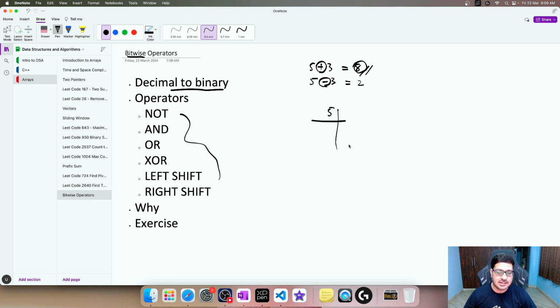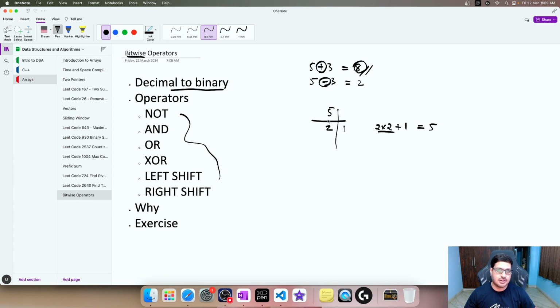To convert any number into binary, we simply divide it by 2. If it's an odd number, it will leave a remainder. If it's an even number, it will not leave a remainder because it is divisible by 2. So how do we proceed? Let's divide the number 5 by 2. What do we get? We get 2 with a remainder of 1. So if we do 2 into 2 plus remainder 1, we get 5. That's how this works.